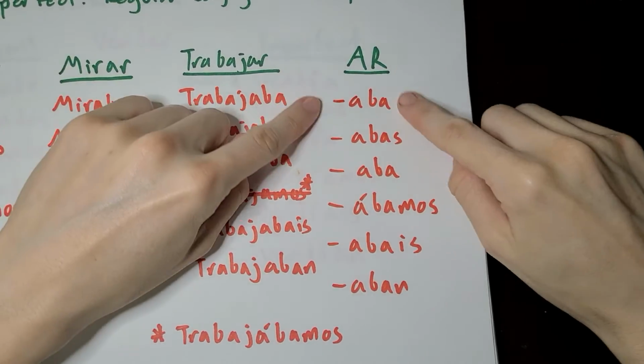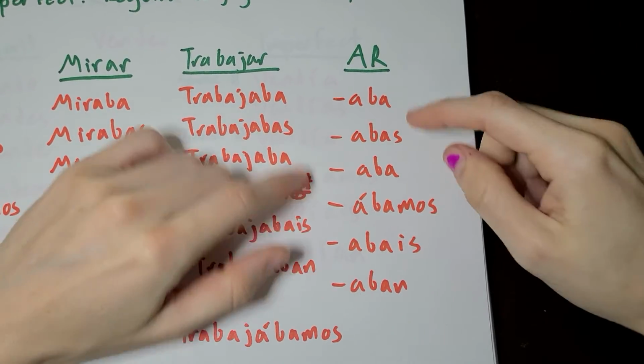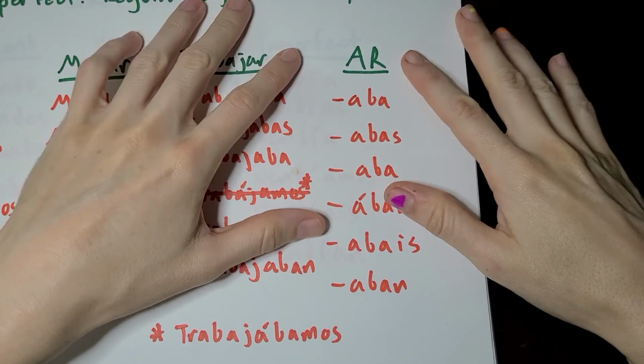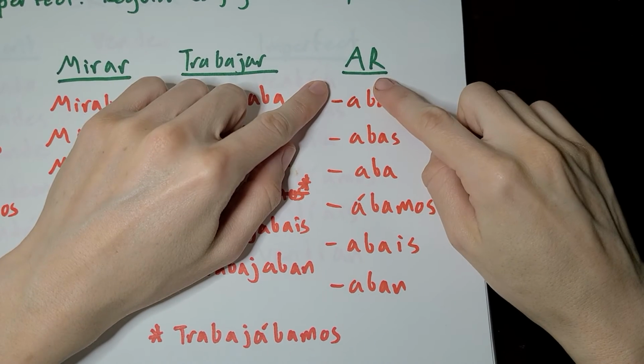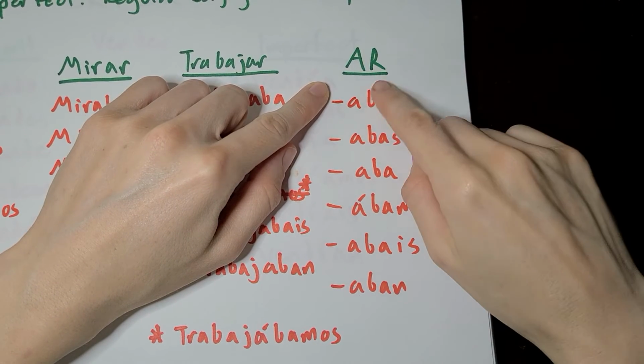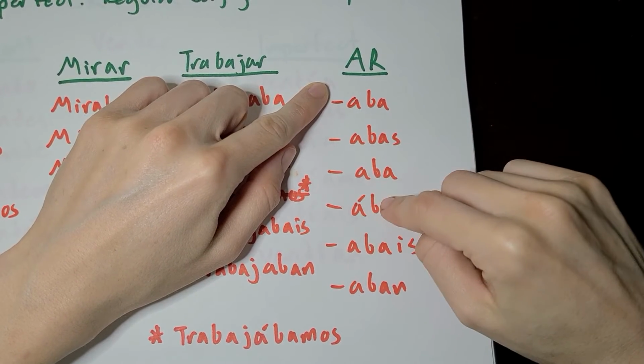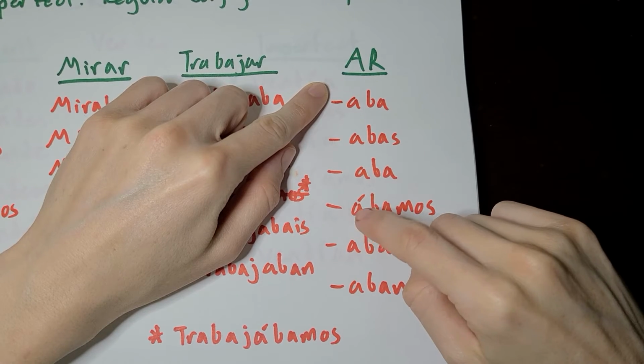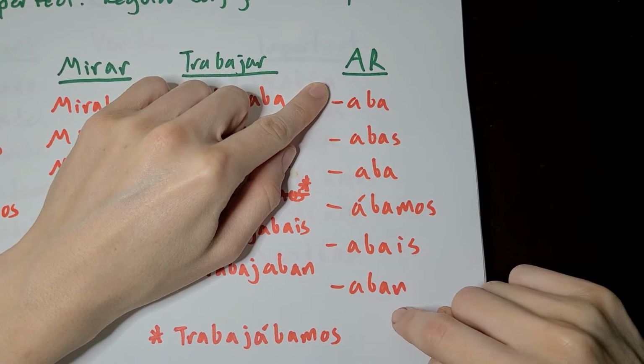Okay, and then just the AR endings. Let's just take a look at them by themselves. When you are conjugating a regular AR verb, AR is going to change into these. Aba, abas, aba, ábamos, notice the accent, abais, and aban.